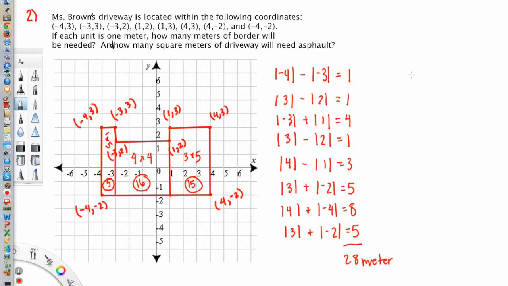So to find my total area, I have 5 meters squared plus 16 meters squared plus 15 meters squared gives me a combined area of 36 meters squared, or square meters. So that's the amount of driveway that will need asphalt. Well, hopefully 2 was not that difficult either, and you're becoming a real pro at this. Now let's try problem number 3.